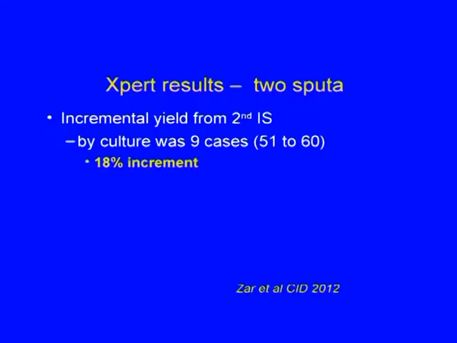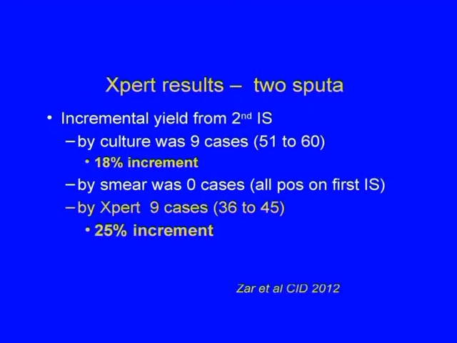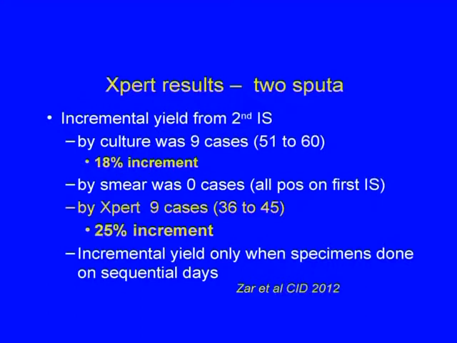How much extra did you get on the second sputum? So if you look at culture, doing a second sputum gave you 18% more cases, similar to the 15% I showed you before. No addition with smear. And if you looked at Xpert, in fact, there was a 25% increase in cases on sputum. So again, I think this highlights that if you are going to set up microbiological diagnosis for children, you must do two specimens. If you only do one, you're only going to detect around 50-55% of cases.